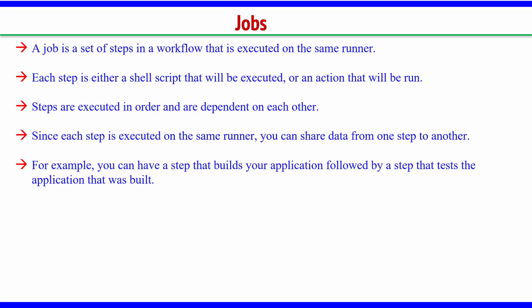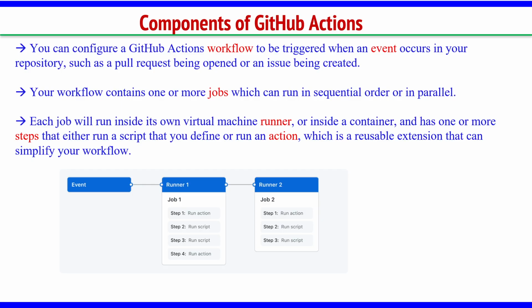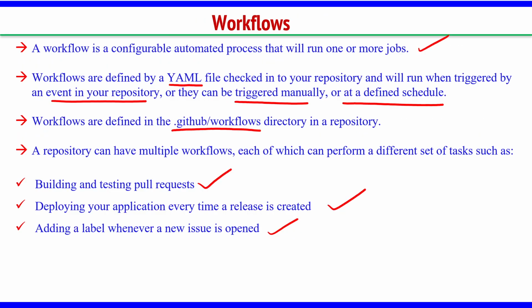Then the next component of GitHub Actions is jobs, right? So we know that each workflow contains multiple jobs. What is a job? It contains a lot of steps. If you see here, each workflow contains multiple jobs. Each job can have multiple steps, right?